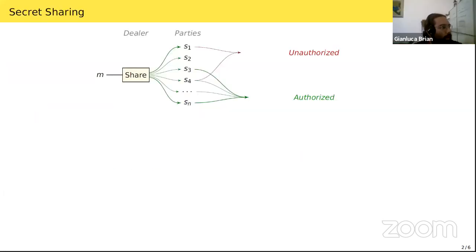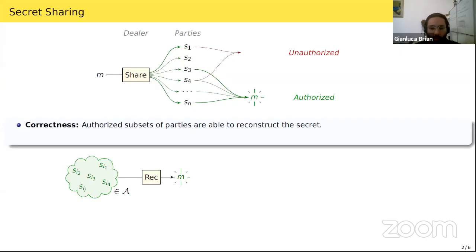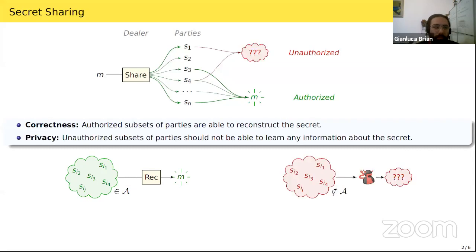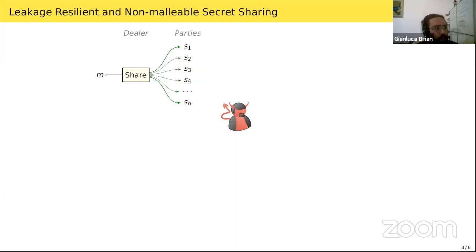In secret sharing, there is a dealer that has a secret message and wants to share it among n parties so that only certain subsets of parties are able to reconstruct the message. In standard secret sharing, there are two properties: correctness, stating that all authorized subsets of parties are able to reconstruct the secret, and privacy, stating that no unauthorized subset of parties should learn any information about the secret.